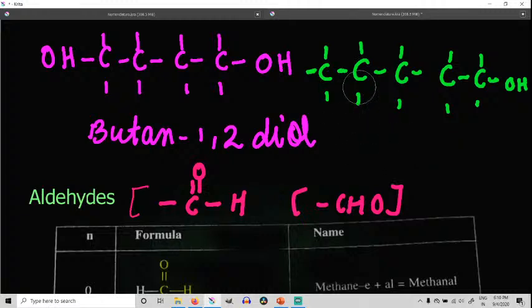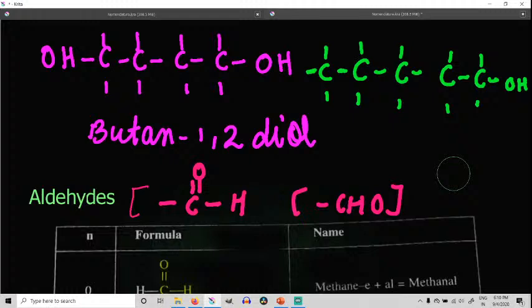Pent is what? 1, 2, 3, 4, 5. Pent is the root word, because the parent chain has 5 carbon atoms. Since carbon has single bond, single bond, single bond, it means the parent chain is from alkane, so AN should be there. So pent-AN-1-ol. Why 1-ol? Because on the first carbon atom OH is attached. So pentanol will be the correct answer. Understood?